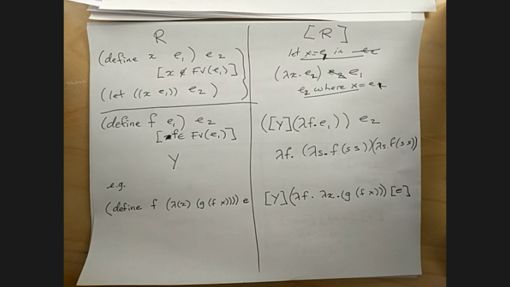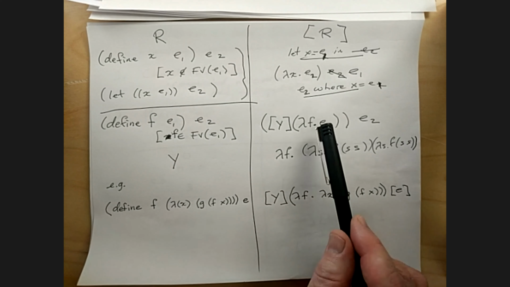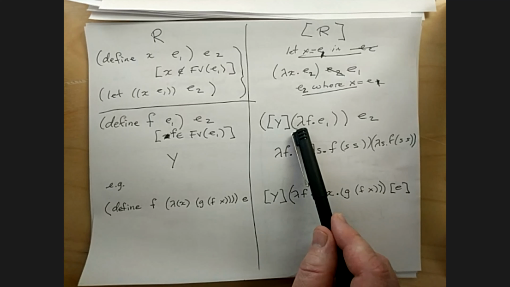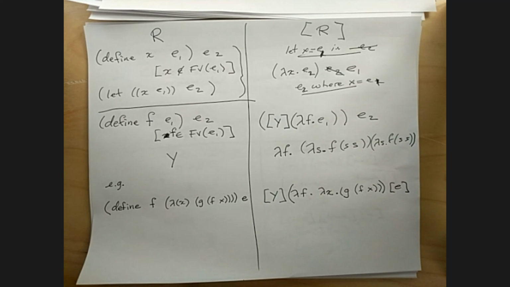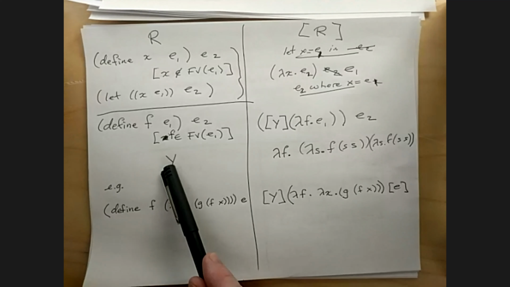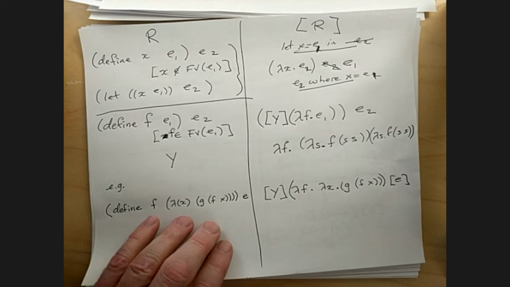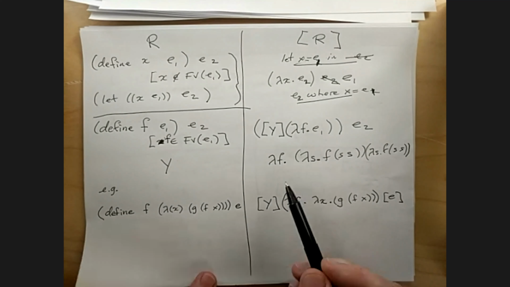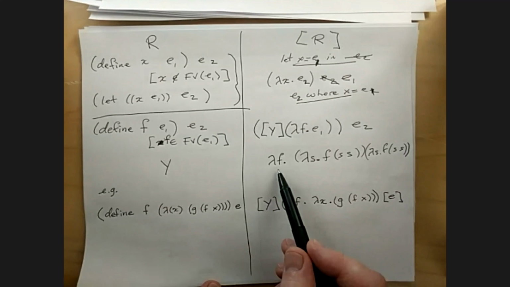So basically, all we need to do in order to create a recursive function is stick a lambda in front of it and then stick Y in front of it. And Y is defined like this.